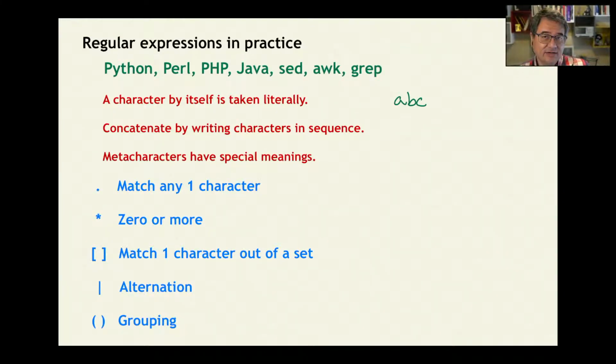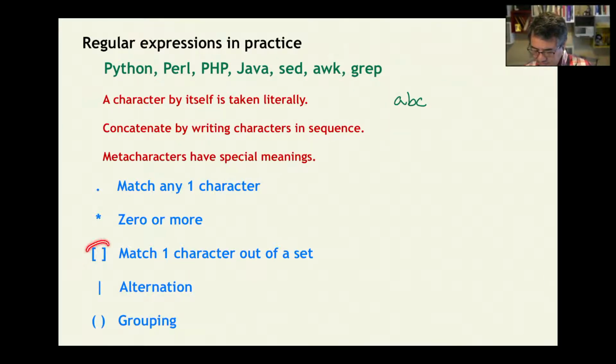You concatenate letters together by just writing them in sequence. There's no reason to put any other symbols between them, just A followed by B followed by C. But the meta characters here, meta characters are characters that have special meaning, are the ones that you're probably familiar with. There's star, there's alternation with the vertical bar, and there's grouping. But there's a couple of other ones that are useful. There's dot, matches any one character. So basically any character you can type on the keyboard is matched by the dot. So any one character is matched by that.